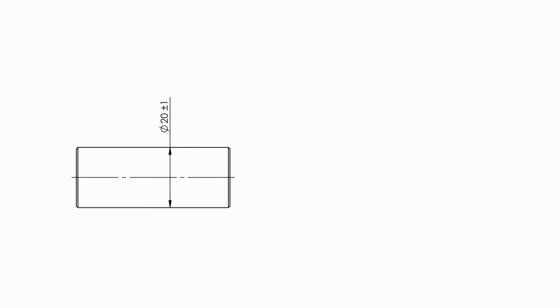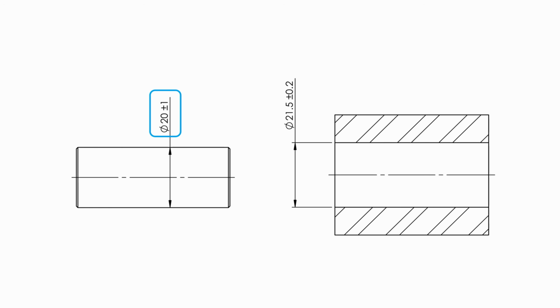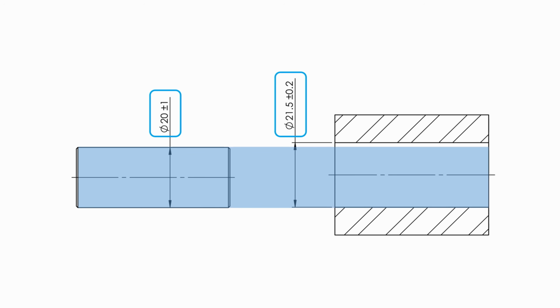I have a cold. So let's say we have a shaft with diameter 20 mm plus minus 1 mm, and we have a hole in a block, of course, with diameter 21.5 mm plus minus 0.2 mm. So can you tell me, will this shaft always fit in this hole, always pass through this hole?